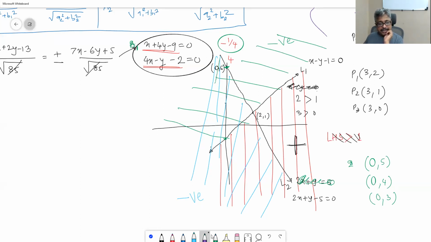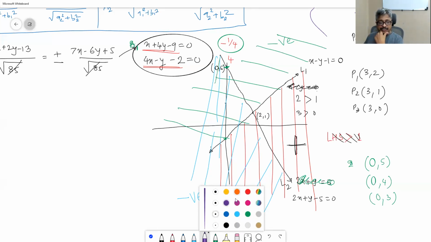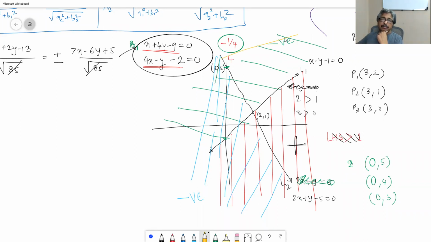And all the points in the remaining, the other side, even if we check, we will get it, but let us say all the points this side, as far as L2 is concerned, are positive. Okay, so I have made enough mess on the board now. Let us sort it out.